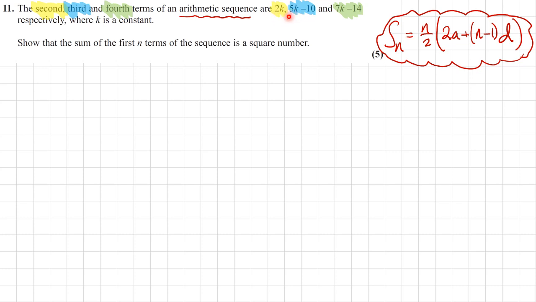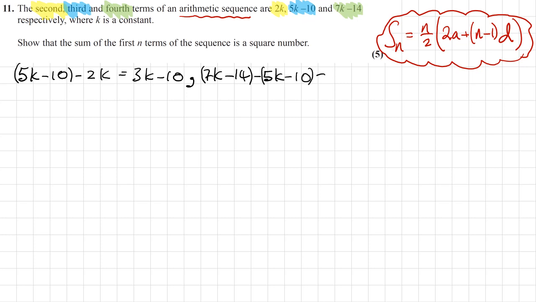So we've got these terms here. Now the difference between any two consecutive terms is always the common difference. So if I do the third term and subtract the second term, I get the common difference. Now if I do that, I get 3k minus 10. If I do the same with the fourth term and I subtract the third term, that will also give me an expression for the common difference. So if I do that, that gives me 2k minus 4. So minus 14 plus 10, 2k minus 4.